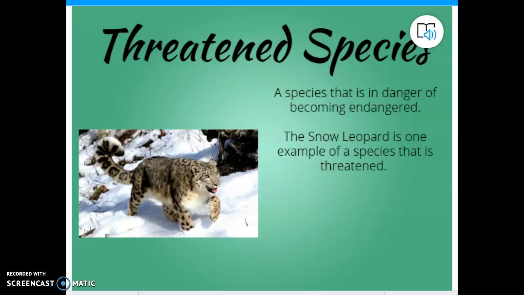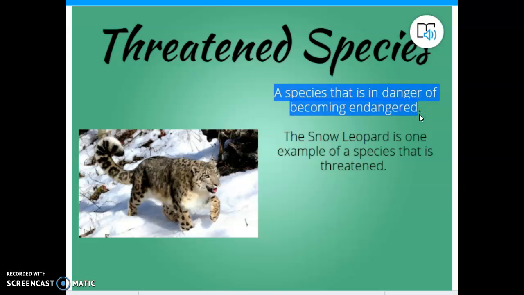Threatened species, okay? Because you have these words and they all sound very similar. Now, I like the definition of this because it tells me one thing that it most definitely is not. The definition of a threatened species says a species that is in danger of becoming endangered. So you already know right there that it's not endangered. It's in danger of becoming endangered, but it's not endangered yet. It's threatened. It means it's on its way to being endangered.